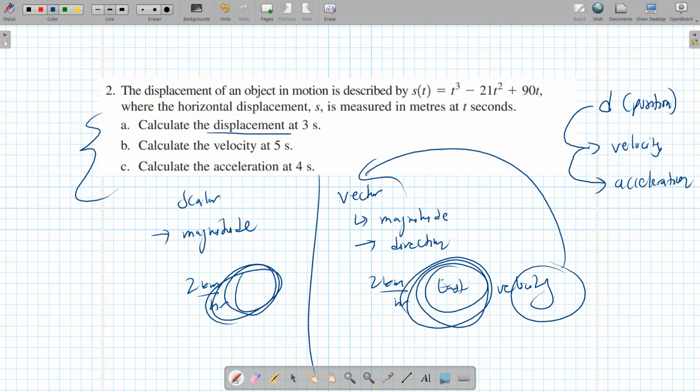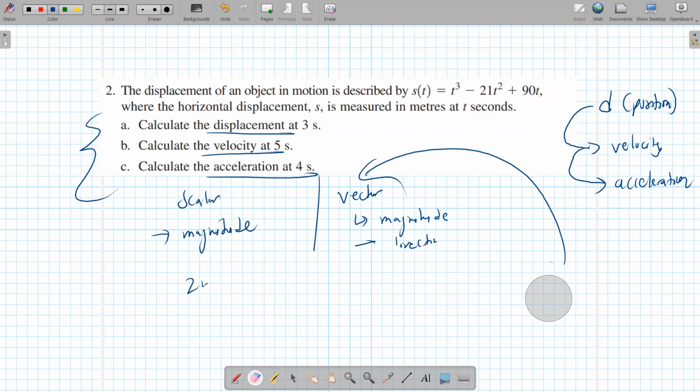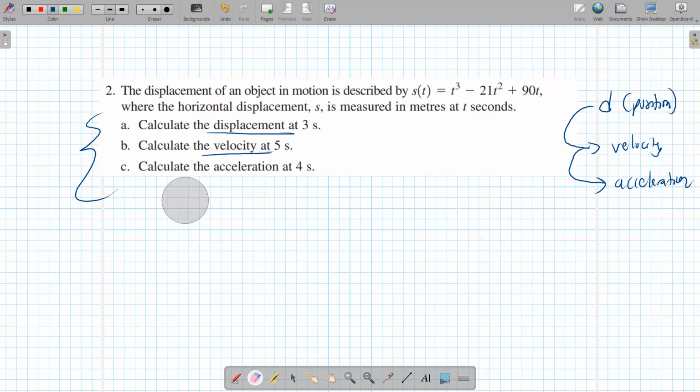Everything here, displacement, velocity, acceleration, they're all vector quantities. They all have a certain direction, which we won't go into super deep here, if at all, but that'll come into play if you take physics, when you get to your physics thing in your science class.